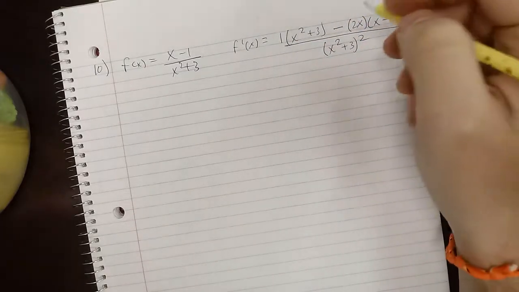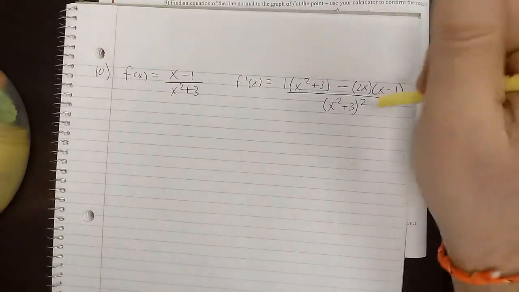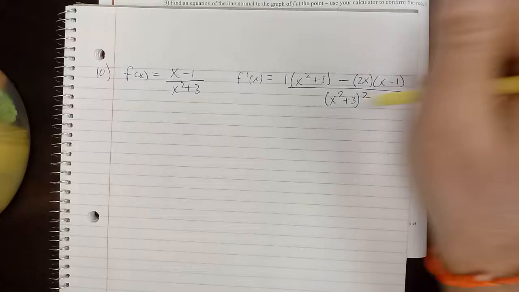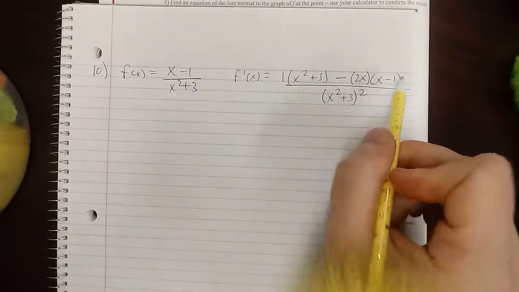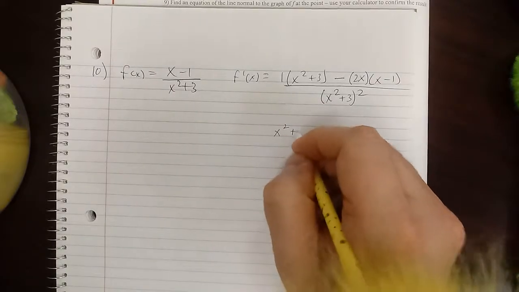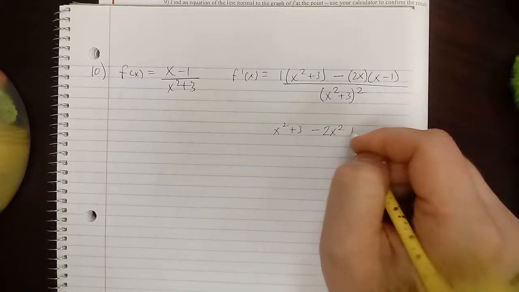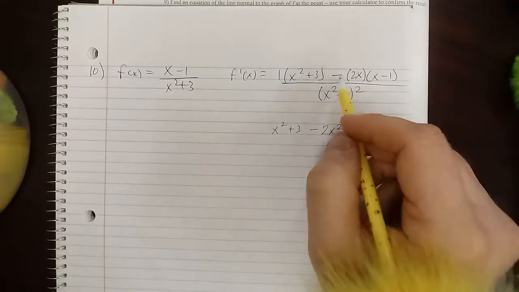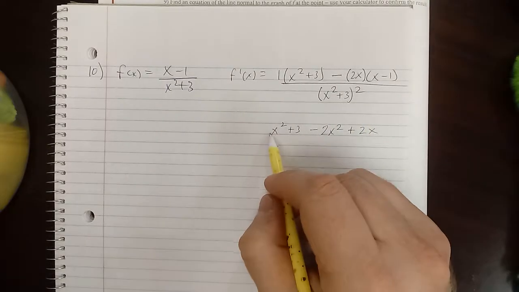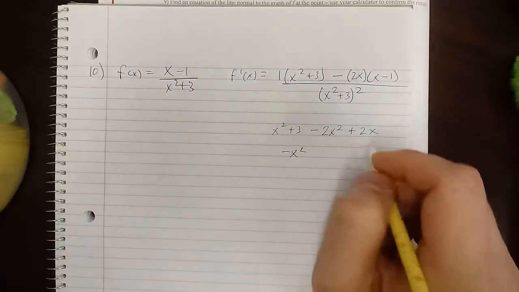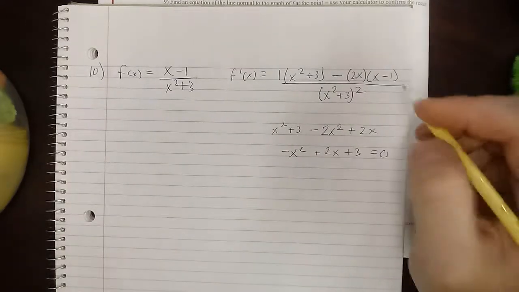And if you learned anything last time, it's that this denominator does nothing to making this equal to 0. Because we're going to multiply both sides by it, and it's going to go away. So that means that on my next step, I can just pay attention to the top here and get x squared plus 3 minus 2x squared plus 2x. So I distribute that as a negative 2x to those. Then here and here, we can get a negative x squared, and then plus 2x plus 3 is equal to 0.